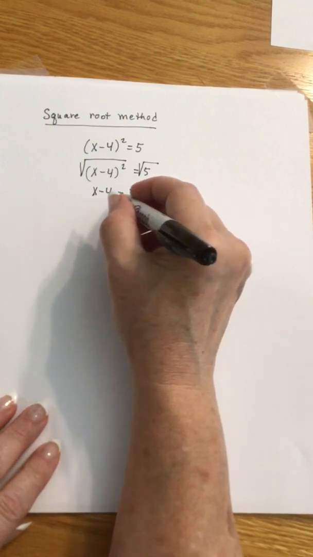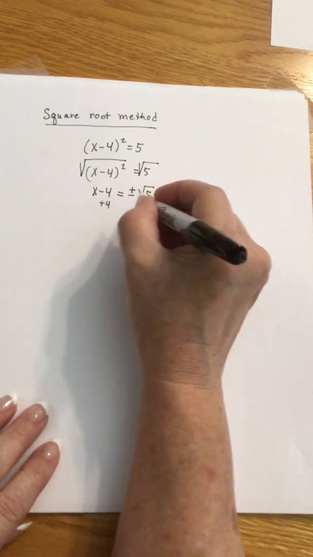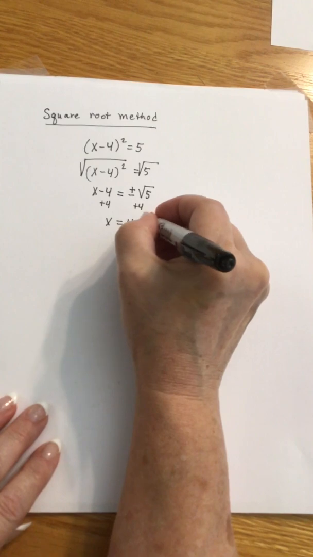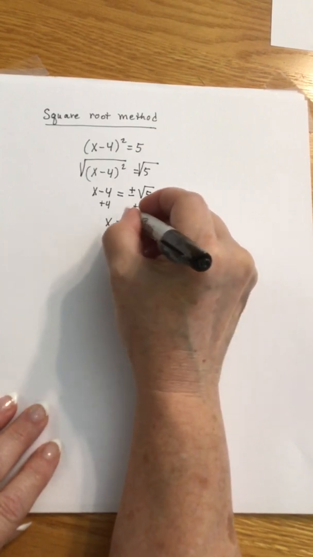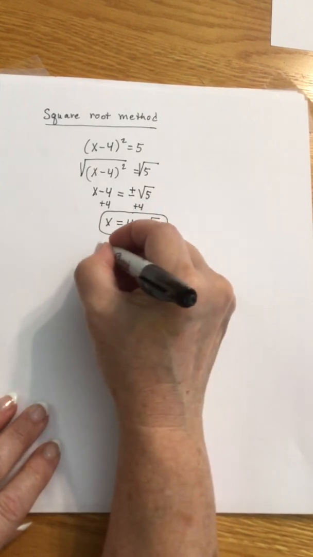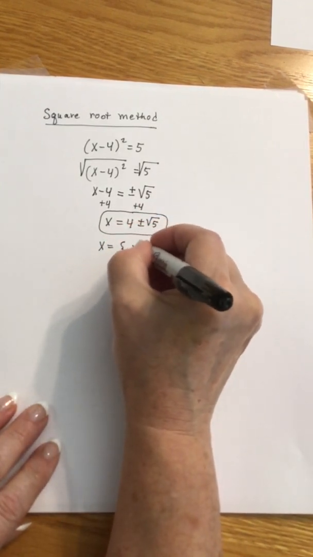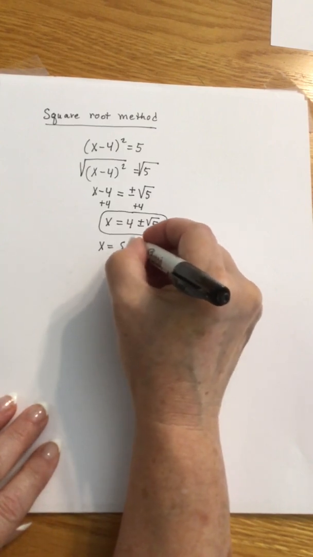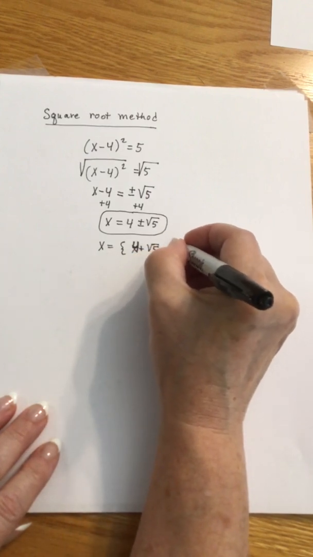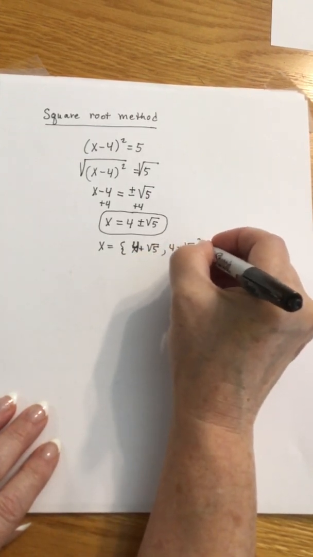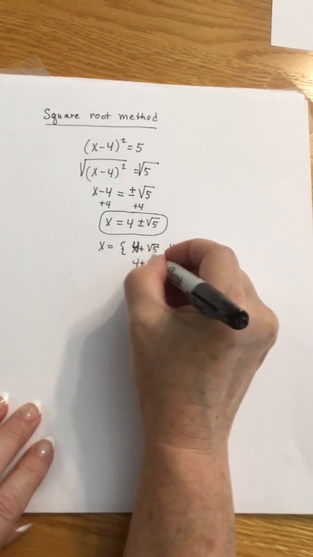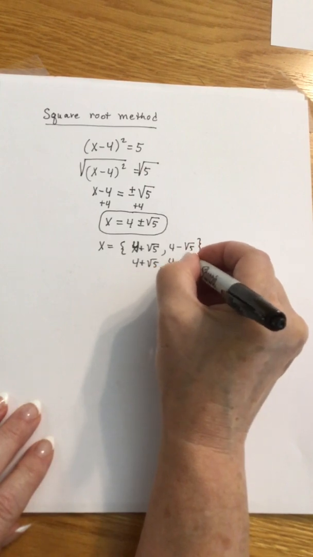So now we add 4 to both sides. And you get x equals 4 plus and minus the square root of 5. Now you can write this also as two separate terms. So I get x equals 4 plus square root of 5, 4 minus square root of 5. And this would be my solution set then: 4 plus square root of 5, 4 minus square root of 5.